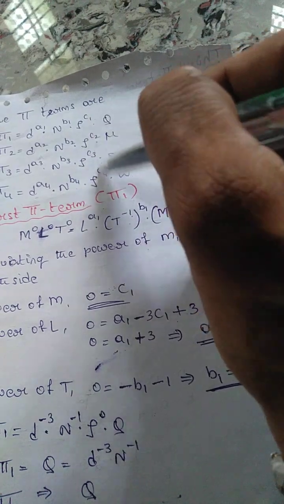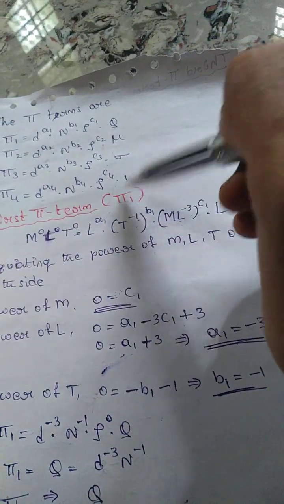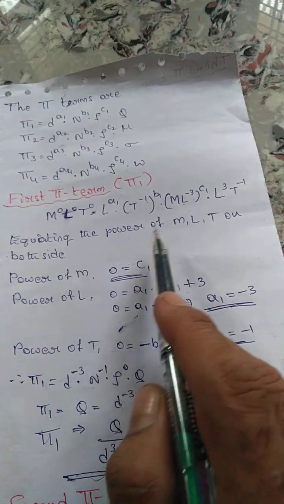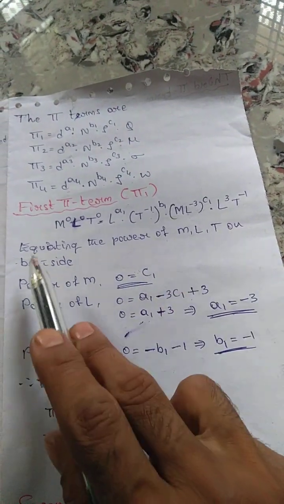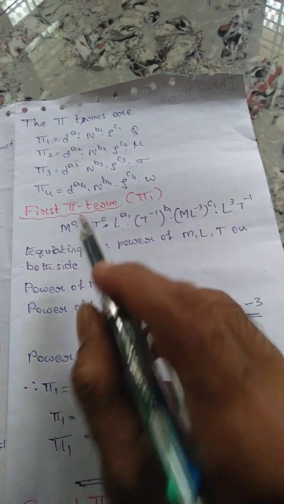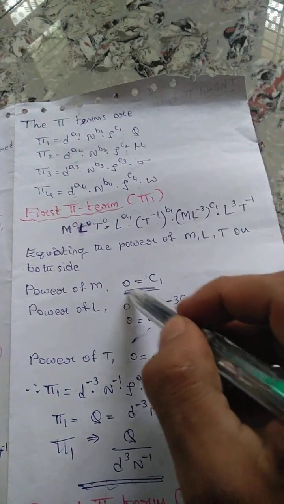For repeated terms only these are applicable, and for not these things. So now equating the power of M, L, T on both sides. So let us equate on both sides. Initially we will take the power of M. Here M is having 0, the power of M is 0.